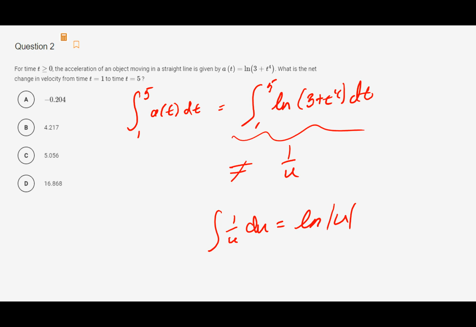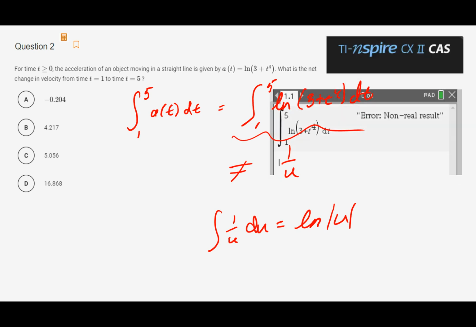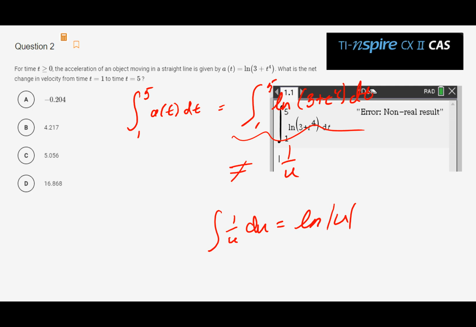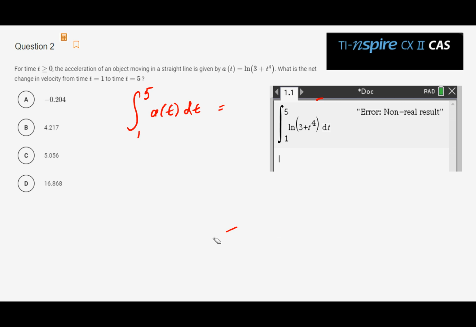I'm going to go ahead and just put this right in my calculator, and it's kind of hidden back here. I'll get rid of this. So I put this into my calculator, and I got this as an output. Did anybody else get this as an output? Error, non-real results. I did that.